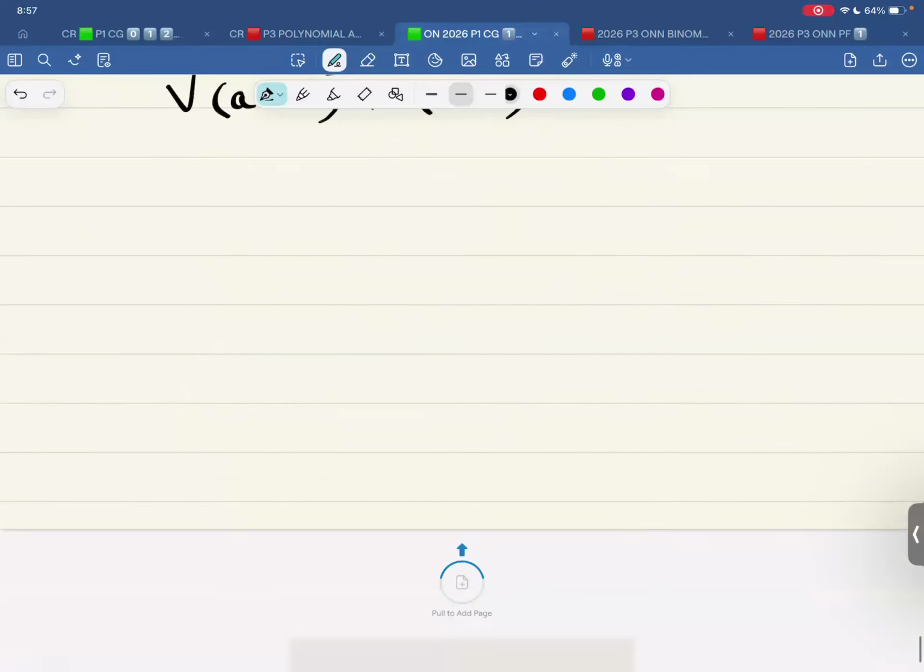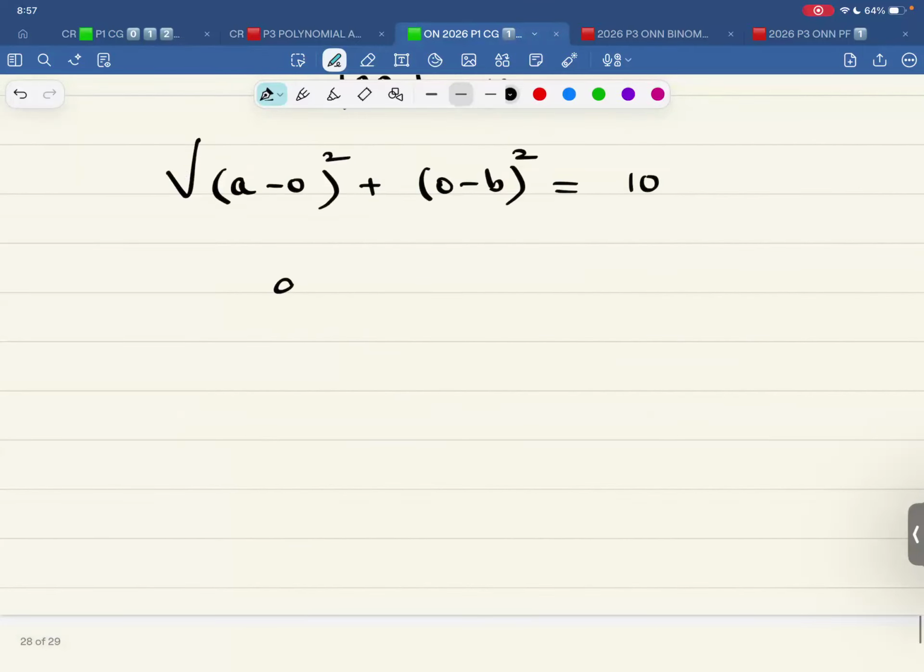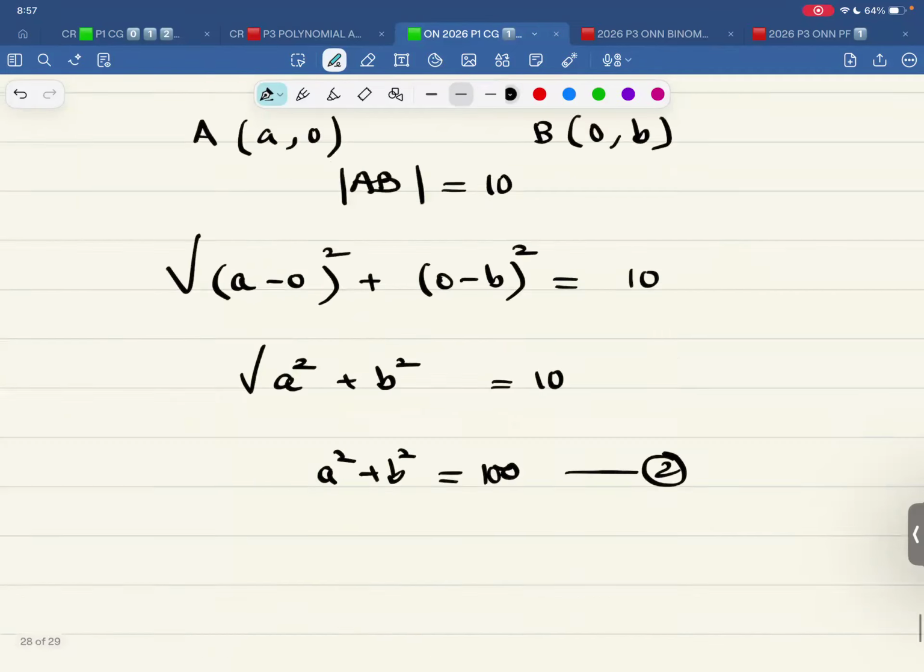So therefore, what do I have? I have square root of a squared plus b squared equals 10. Therefore, a squared plus b squared is 100. That is equation number 2.